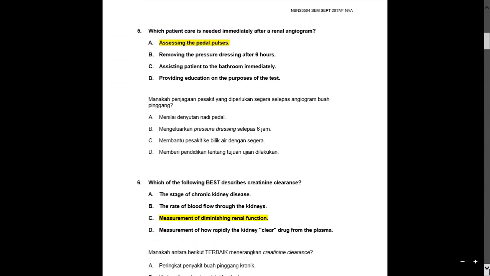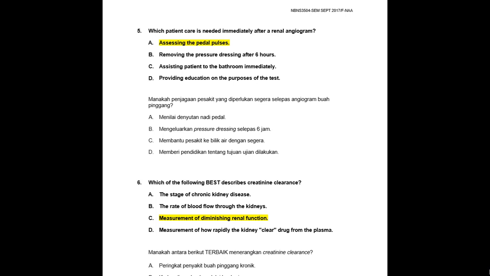Which patient care is needed immediately after a renal angiogram? You know that a renal angiogram is done using contrast media, so that can cause allergies in the patient.